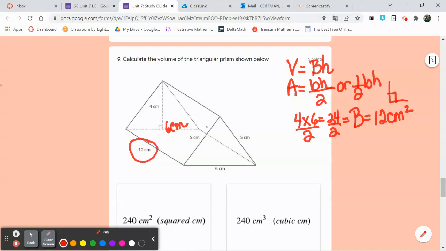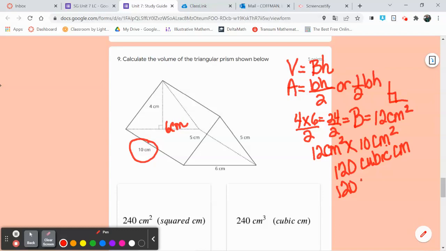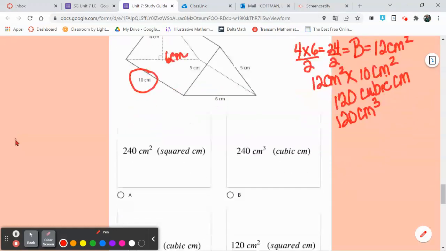But it's going to be connected to your base. Has to be connected to your base. All right. So that means we're going to do 12 centimeters squared times 10 centimeters. And when we do that, we get 120 cubic centimeters, which you can see written out like cubic centimeters, or they can do it as centimeters to the third power. Means the same thing. All right, let's go find that answer.